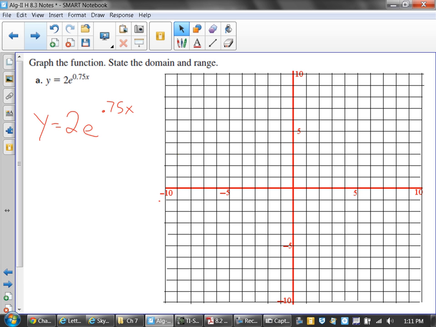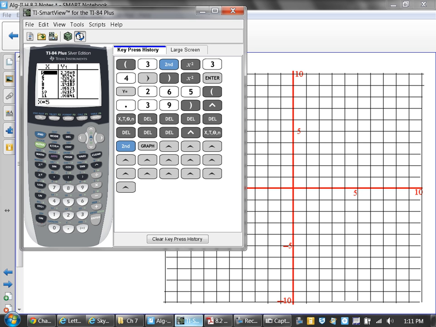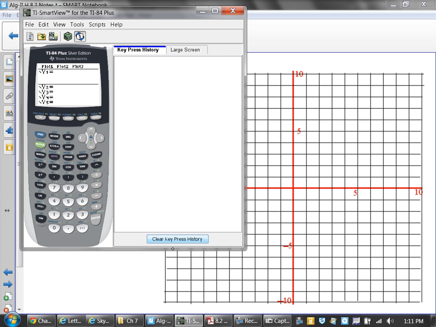First thing I'm going to ask, is this going to be a growth or a decay? It's growth, because the r value is positive. Everybody agree? Okay, that's how tough it is to decide whether it's growth or decay, if it's positive or negative in the exponent. All right. Now, when I go to graph this in my calculator, y equals, clear it out, it was 2. Now on your calculator, there are 2 different buttons for e. One of them is second ln.